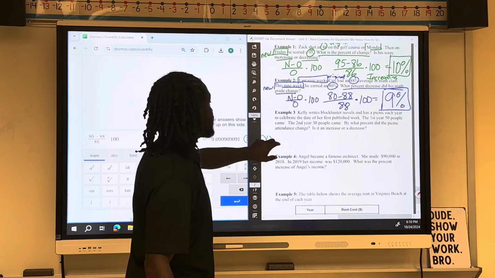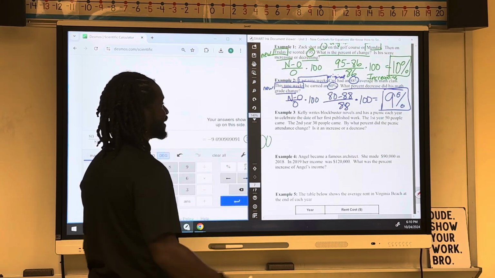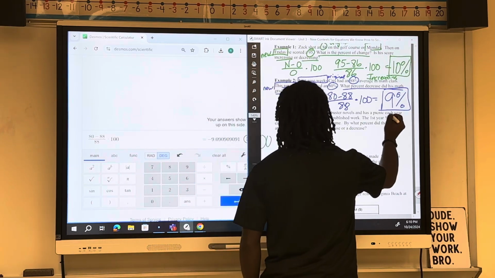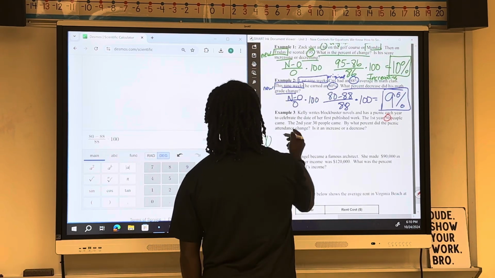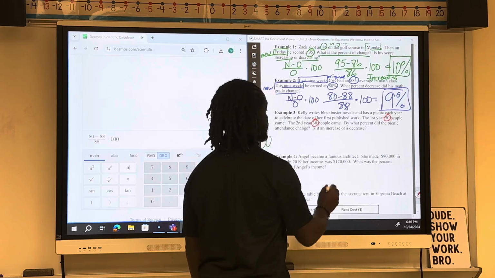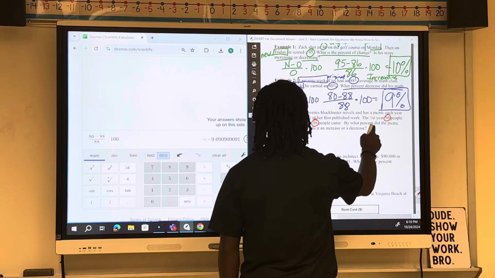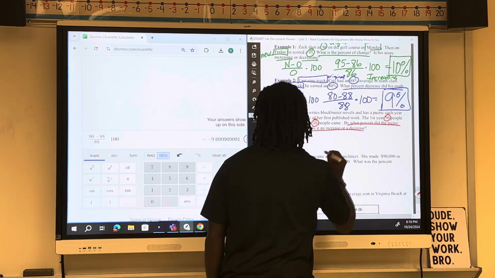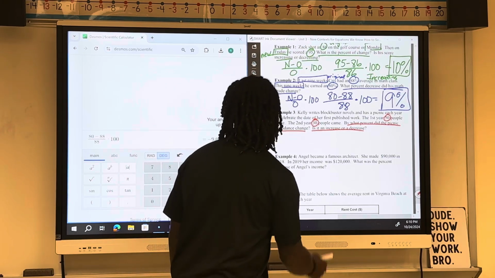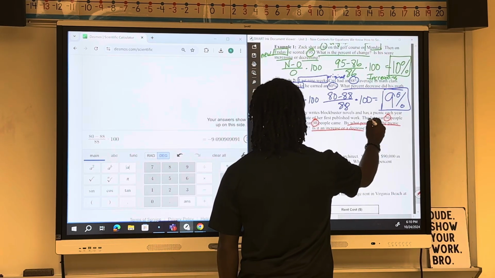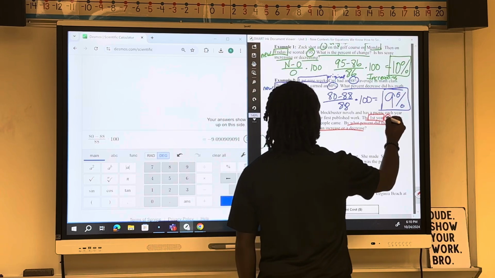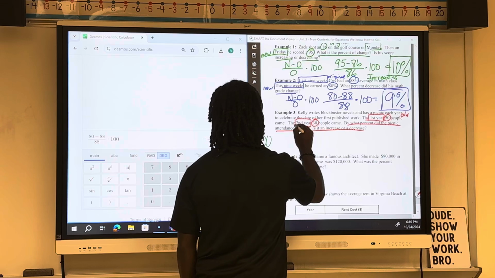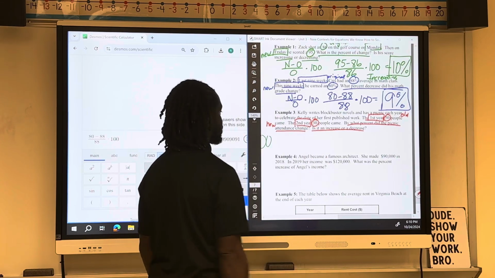Kelly writes blockbuster novels and has a picnic each year to celebrate the date of her first published work. The first year, 50 people came. The second year, 30 people came. By what percent did the picnic attendance change? Is it increasing or decreasing? All right. So the first year, okay, that is the old one, or the original. We're going to say old. The second year, that is the new one, okay, so that is the change, all right.